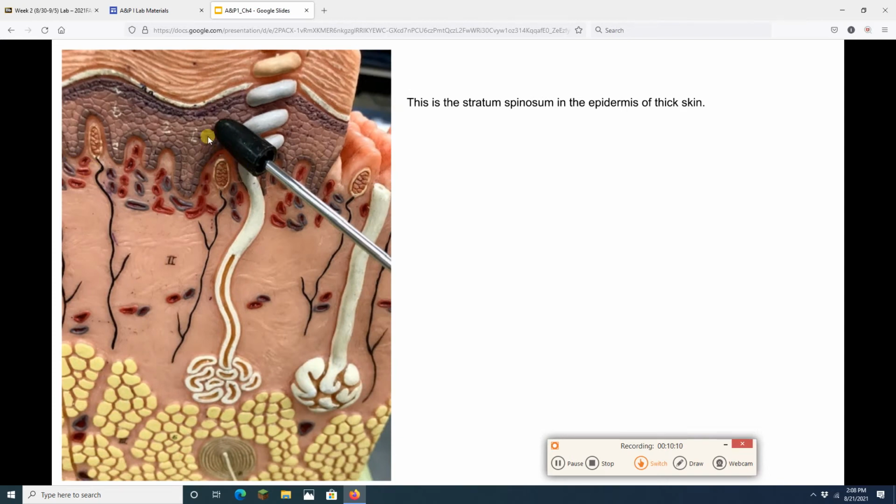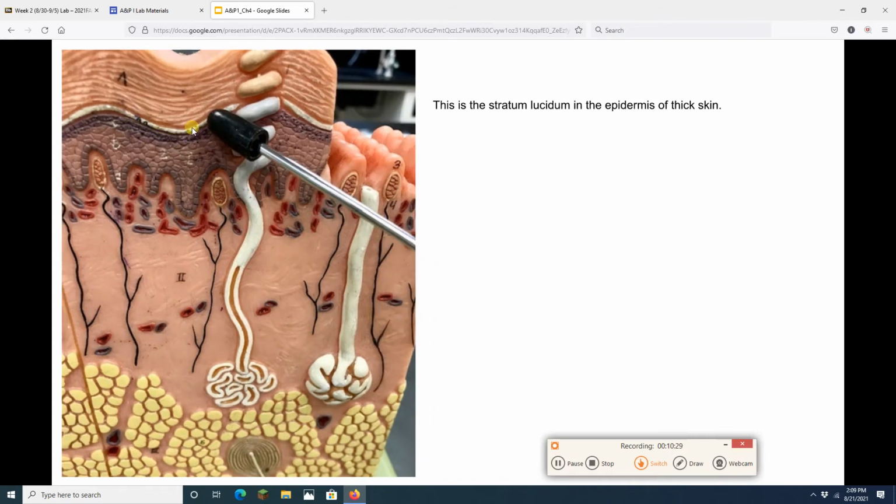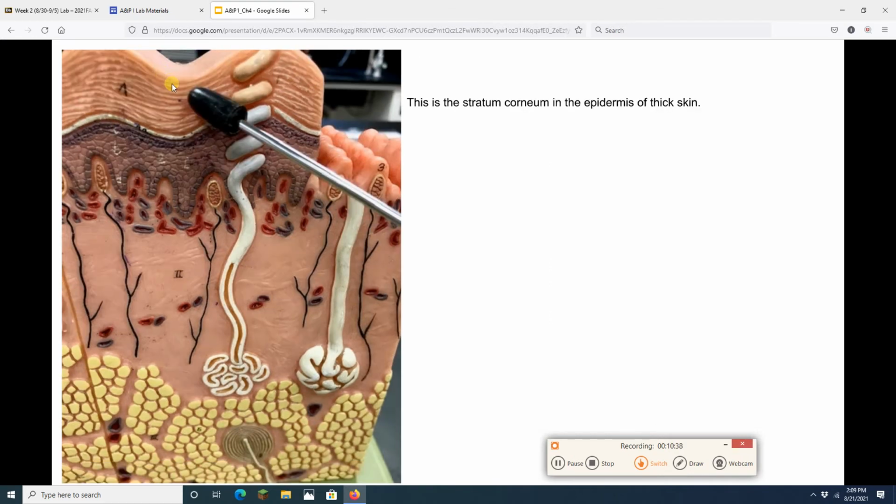If we jump the pointer a little higher, right in here, this is the stratum spinosum. Jump it a tiny bit higher, this area where it looks a little darker, and they made it darker to reflect the grains, this is the stratum granulosum. Now, right above it, this layer that's been colored white in the model is the stratum lucidum. And above that, we got the stratum corneum, which is really rather thick. So we can see all 5 layers here.